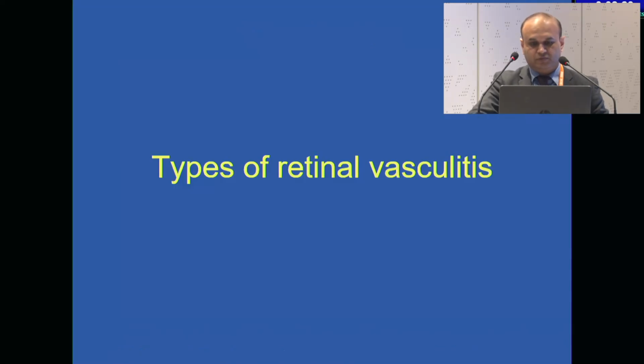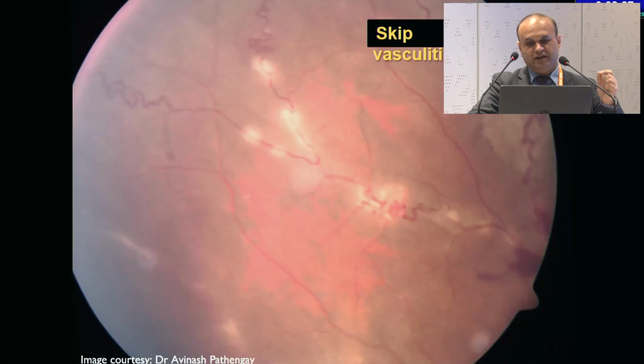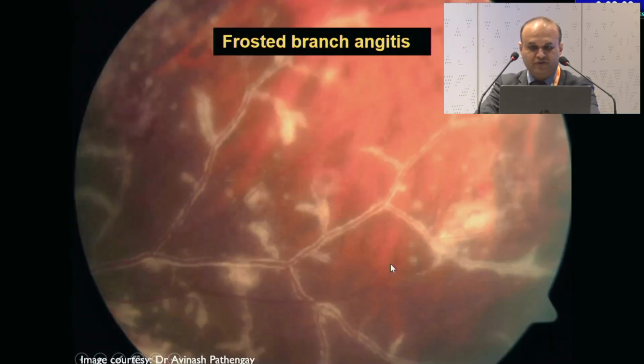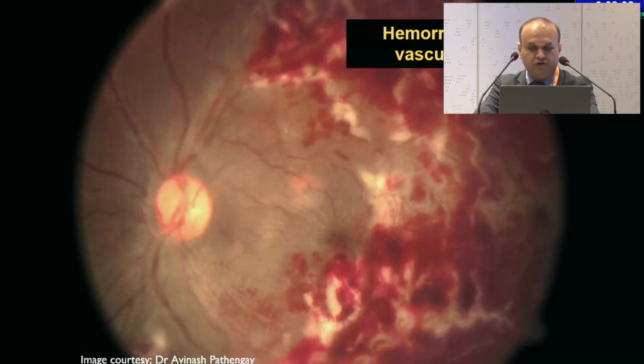So in terms of morphology, how do you label them? Your vasculitis can be a skip vasculitis, where you can have a vasculitic patch somewhere here, an area of quiescence or no inflammation, and then subsequently another area of vasculitis, what you call a skip vasculitis. You may have confluent involvement all throughout the vessel, what we call a confluent vasculitis, or you may have something called a frosted branch angiitis. And I will come to the reasons and the etiology behind all of them subsequently.